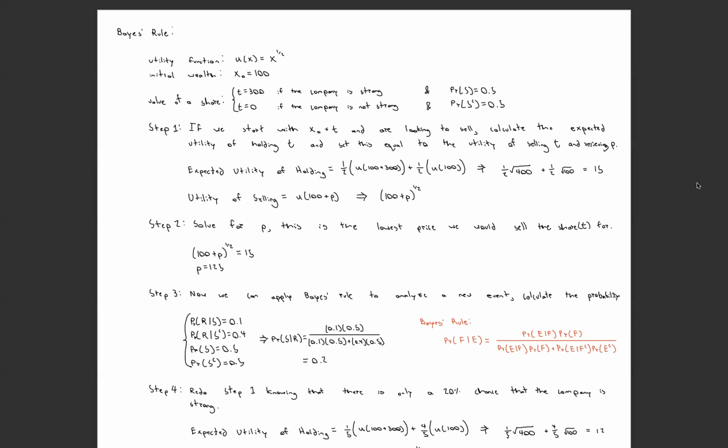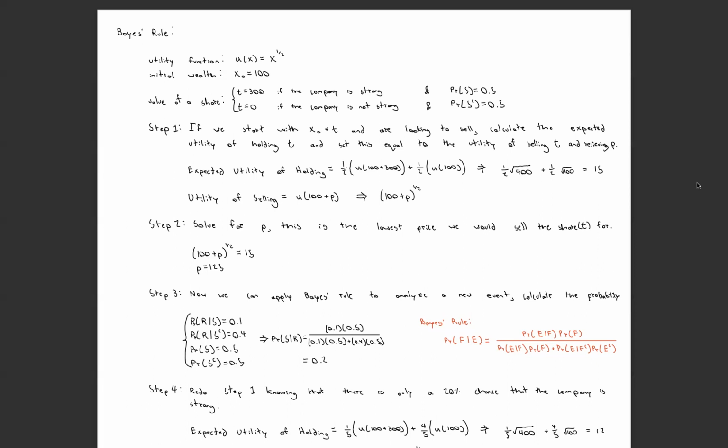So, we're looking at a share value of 300 if the company is strong, and the share value is going to be 0 if the company is not strong. You can set up the probability of strong however you want. But basically, we start with x naught plus t, the initial wealth plus the payoff that we could possibly produce, and we assign a probability to that. If you're looking to sell, you can calculate the expected utility of holding t, and then set this equal to the utility of selling t and receiving p.